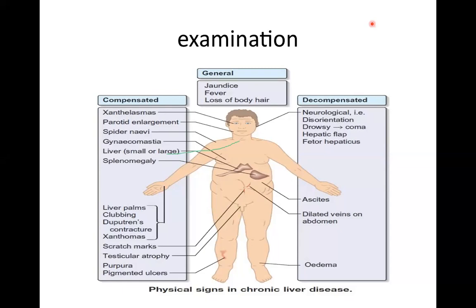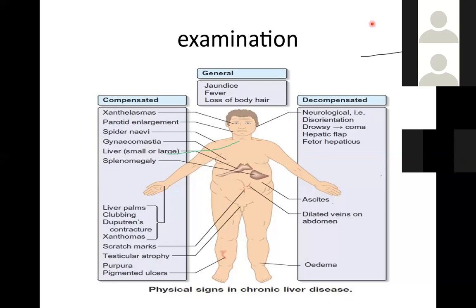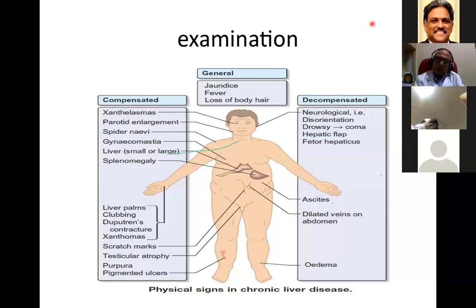And there may be decompensation, where they may develop encephalopathy in the form of either coma or asterixis. And you always look for ascites and signs of portal hypertension in the form of dilated veins in the abdomen, called caput medusae. And edema may signify a hypoalbuminemic state. So there are a lot of things to examine, and a detailed examination must be done at the bedside after taking a detailed history.